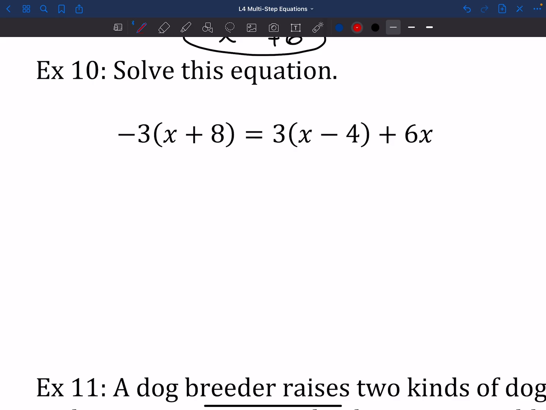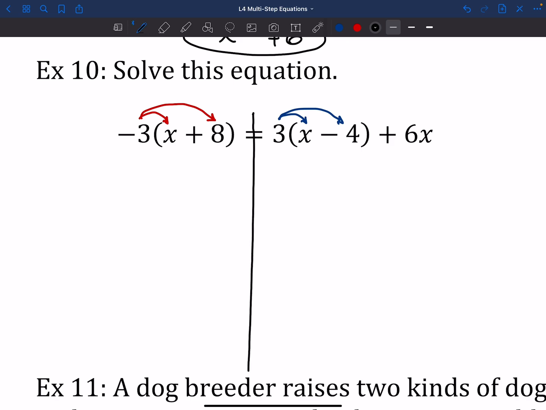All right, so same kind of deal as the last one. Over on the left here, I'm going to distribute this negative 3 into those parentheses. Over on the right-hand side, I'm going to distribute that positive 3 into those parentheses. Excuse me. All right, so that 6x hanging on to the very end is not in parentheses. We leave it out when we're distributing.